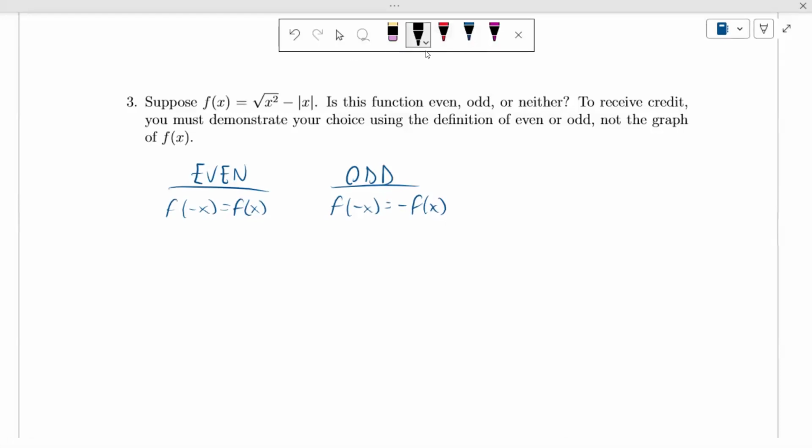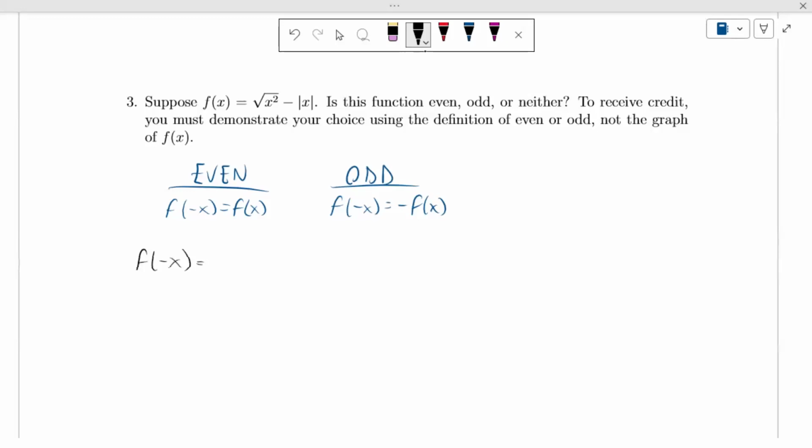Okay. So that's what we're working with here, right? We're trying to see if f of x satisfies this definition or neither, right? Because it's possible for a function to be neither even nor odd. Okay. So let's see. I'm going to compute f of negative x, see what we get.